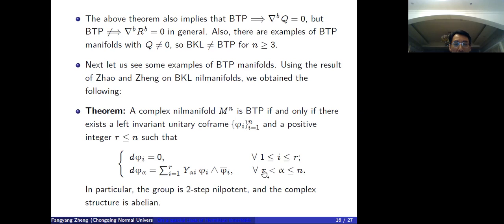The remaining forms are not closed, but their differentials can be simultaneously diagonalizable, expressed only with the 1-1 part from the first r. So this is a two-step nilpotent, and the complex structure is abelian. Abelian means that there are no 2-0 forms on the right-hand side, right? Only 1-1 forms. Just from the description for Nilmanifolds, you know that BTP is a much broader class than BKL.